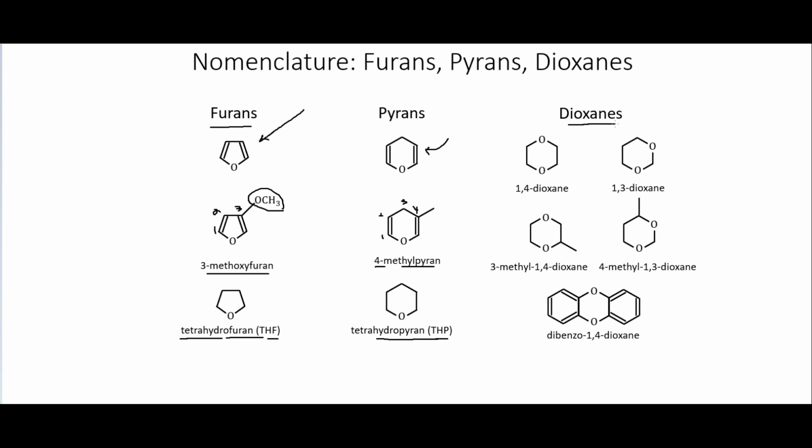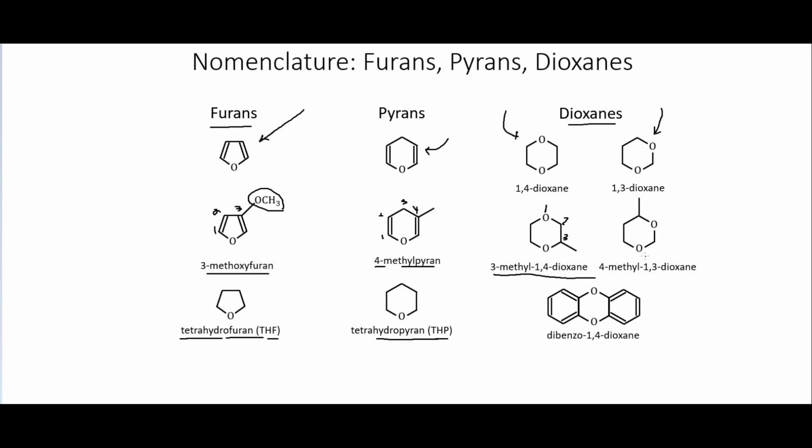Then the dioxanes here, so we can have 1,4-dioxane and 1,3-dioxane. There is a 1,2-dioxane, but that is like a peroxide, and so it's not used that often. And so we can then put substituents on here as well. So we have 3-methyl 1,4-dioxane. So we have 1, 2, 3, and so we have the methyl group on the third one, so 3-methyl 1,4-dioxane.